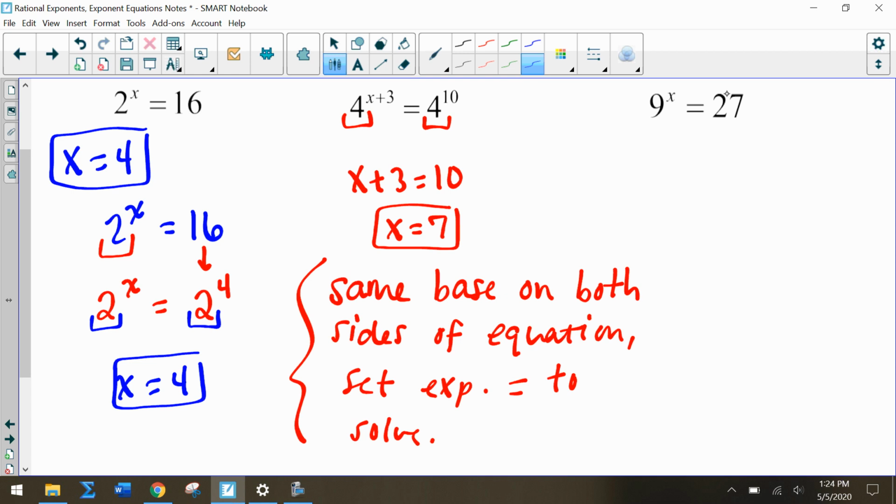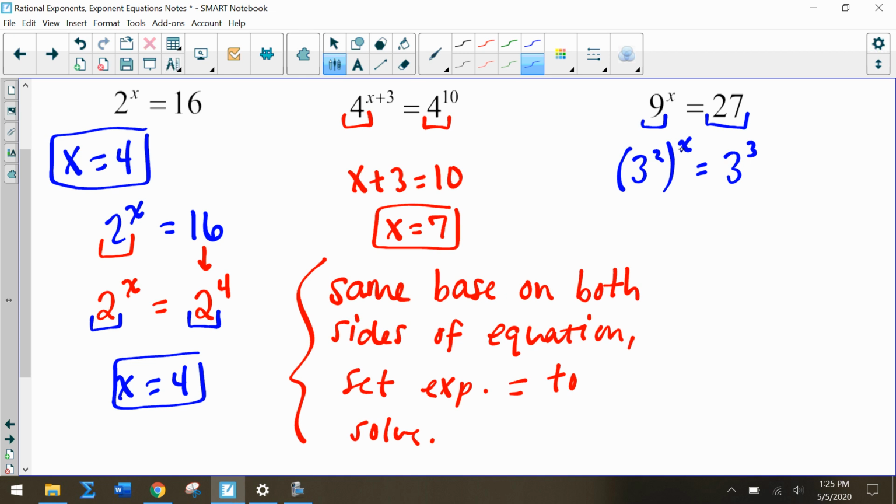9 times 3 gets us 27, but 9 to some power gets me 27, so this is a bit more tricky. So let's think. We have 9. Can 9 be rewritten as a smaller base? And can 27 be rewritten with a smaller base? So 27 I know is 3 to the third. And 9 I know is 3 squared, but it's all 3 squared to the x power.